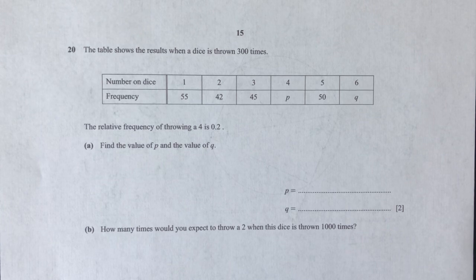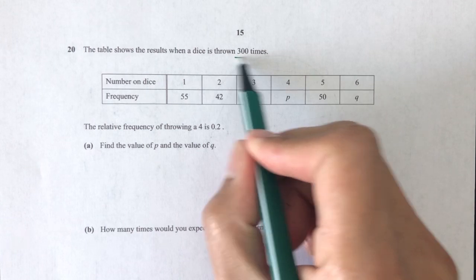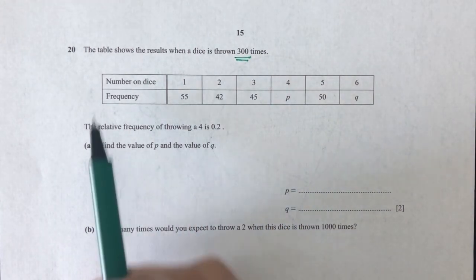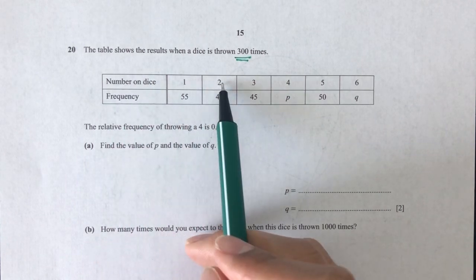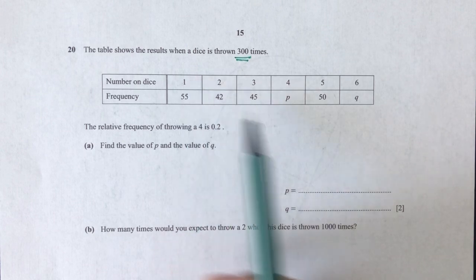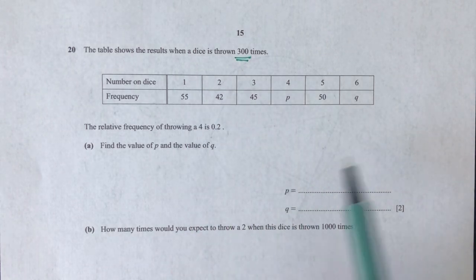Question number 20. The table shows the results when a dice is thrown 300 times. Okay, so that's the total number of times the dice is thrown. So a dice has 6 sides, so 1, 2, 3, 4, 5, 6. And the frequency is the number of times it lands on each side. Okay, so part A.